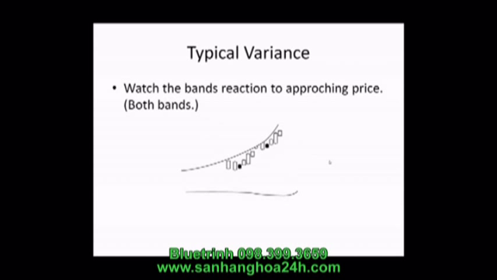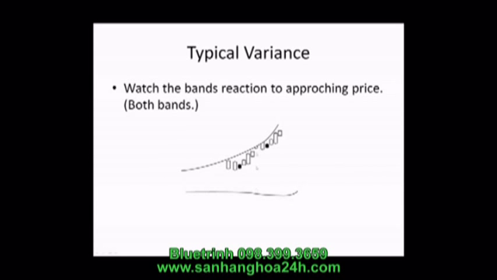Okay, here's a typical variance. Again, we want to watch both bands and the reaction to approaching price, both bands. So I show you this because this is what you're going to see a lot on a chart. You're going to see the bands more apart. You can see in the earlier stages of this development, first 4 candlesticks, we had the upper band moving up with price, and the lower band was kind of flat, and around the 5th or 6th candlestick you could see that the lower band began to move down.